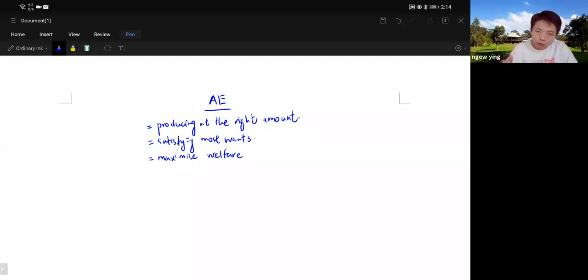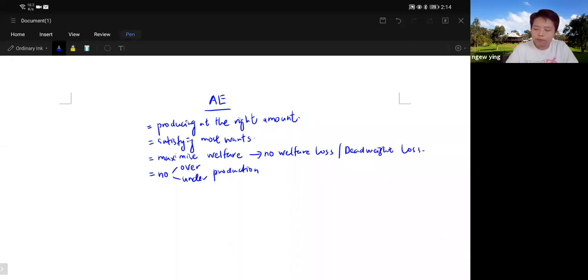So basically, when allocative efficiency is achieved, there will be no over or under production because you are producing at the right quantity. Therefore, you wouldn't face shortage and surplus of output. And when you are maximizing welfare, there will be no welfare loss, or in other words, we call it deadweight loss. All the potential welfare that can be gained in terms of consumer surplus and producer surplus, you have gained it. So that is the general concept of allocative efficiency.